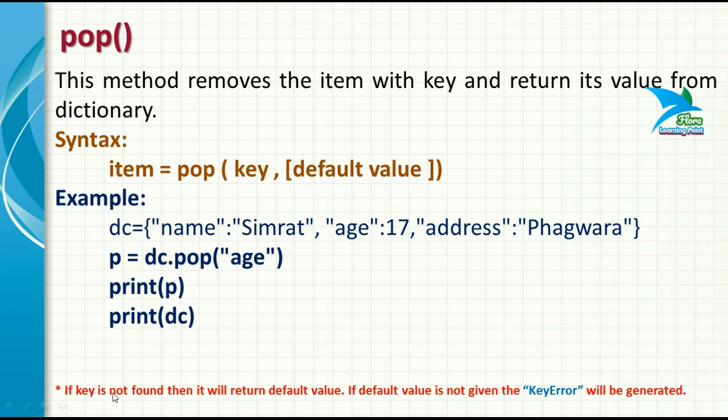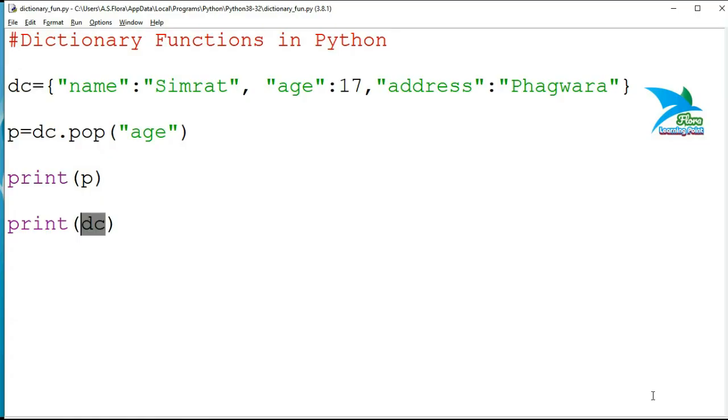We are having another optional parameter in this pop function, that is the default value. The purpose of this second parameter is that if the key is not found, if you have specified a key that is not available inside the dictionary, then it will return the default value. The system will return this value, but it will remove nothing. And if the default value is not given, then a key error will be generated.